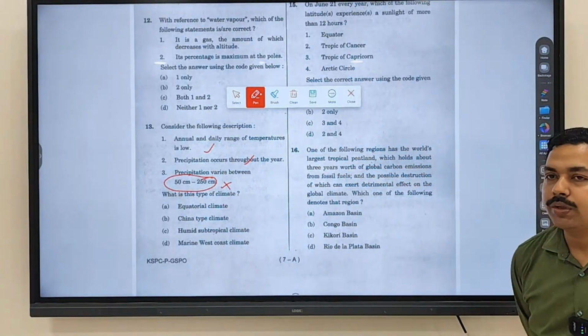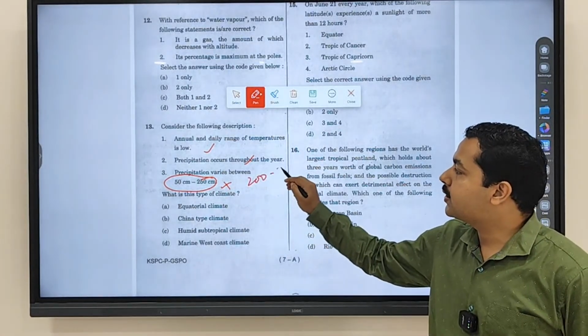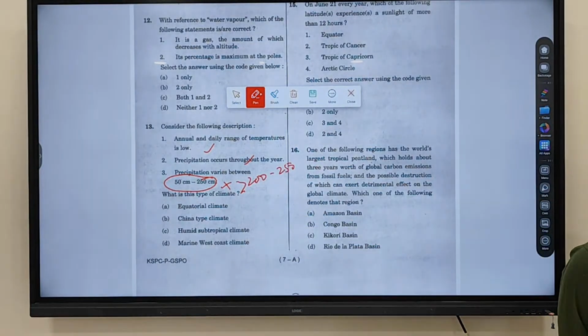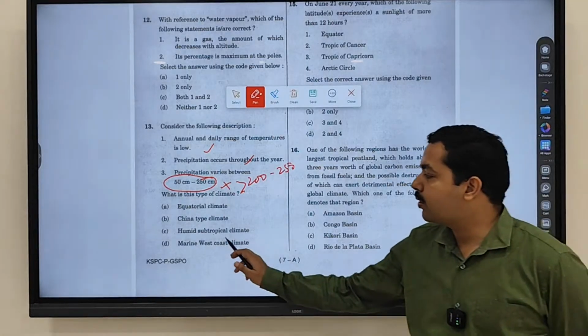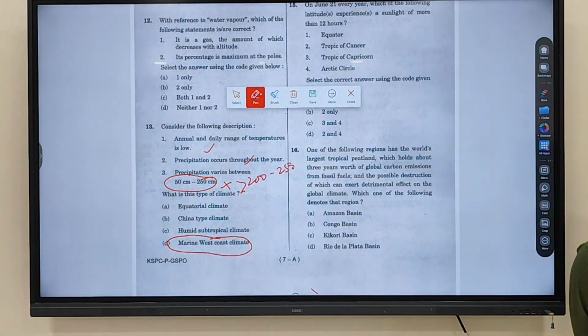Precipitation varies between how much? We discussed that the equatorial region gets rainfall always greater than 200 to 250 centimeters. Clear? So here, which type of climate is it talking about? Marine west coast climate. So this is a feature of the marine west coast climate.